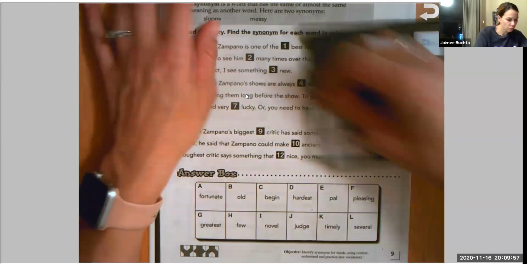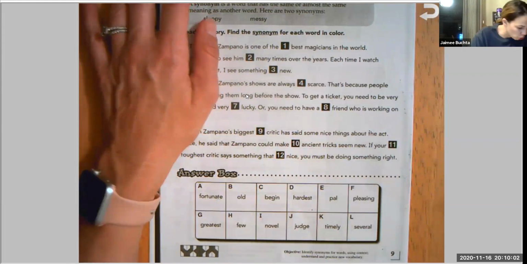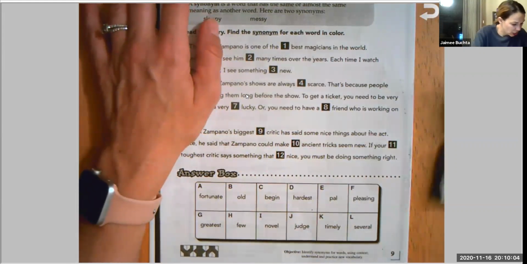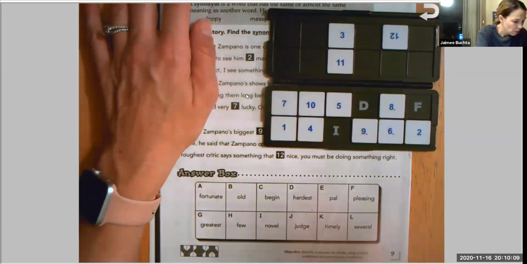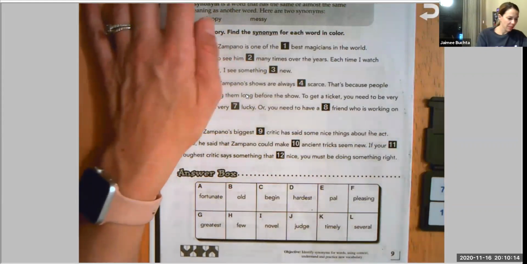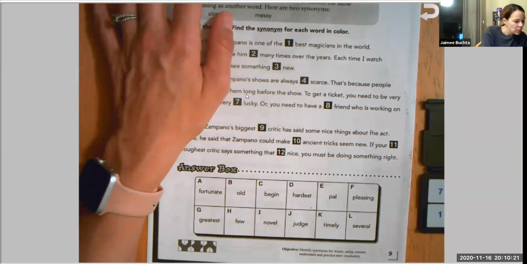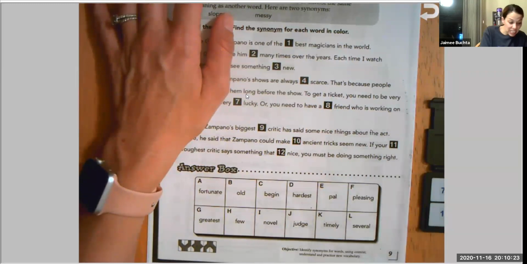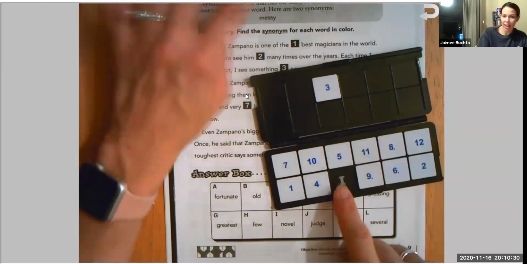Number 10. Once he said that Zampano could make ancient tricks seem new. Ancient means old. I'm going to put 10 for B. I'm going to grab 11. If your toughest critic says something like that, your toughest, hardest, I'm going to put D. 11 is going to go to D. Says something that nice, I'm going to put F for pleasing. 12, which leaves me with I for 3.